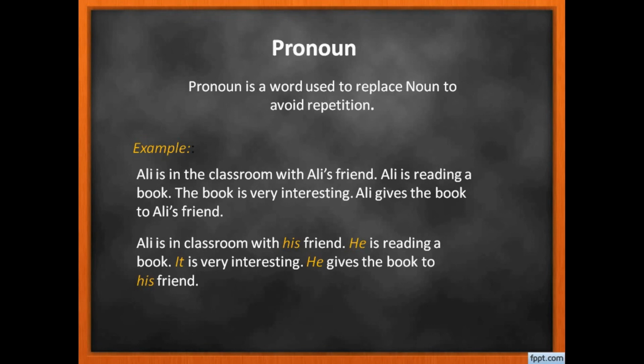So we find the pronouns like he, his, it, him. I would like to tell you, he is in the subject position of the verb reading. So it is a subject pronoun. It is also in the subject position. So it is a subject pronoun. Him is in the object position. So it is an object pronoun.